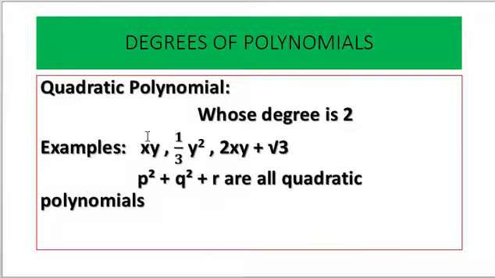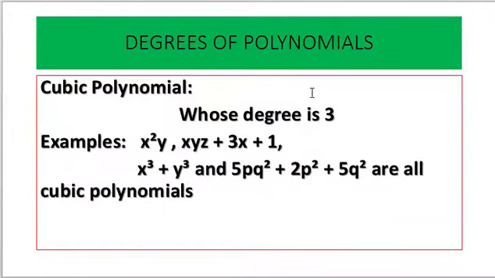X is power 1 and y is power 1. So we will add the powers. So 1 and 1, 2. So this is a quadratic polynomial. Y already has power 2. So this polynomial is a quadratic. 2xy, we will add the powers 1 and 1, 2. P already has power 2. Q already has power 2. So these are all quadratic polynomials.